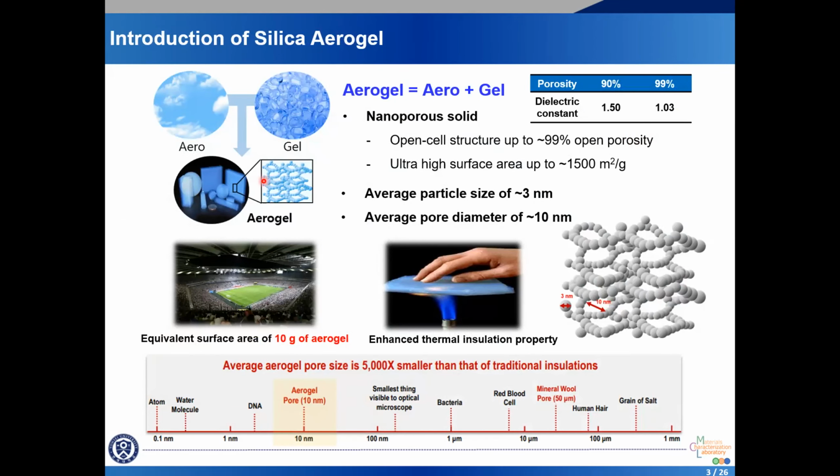The aerogel is a representative nanoporous material. It has an open cell structure and can achieve a porosity of up to 99%, and a specific surface area of over 1,500 meters square per gram. The size of the primary particles forming the network structure is around 3 nanometers, and the pore size is around 10 nanometers. For a better understanding, the specific surface area of 10 grams of aerogel is equivalent to the size of a football field. In addition, although it is an open cell structure, it exhibits very excellent thermal insulation properties, as you can see, due to the small nano-sized pores.